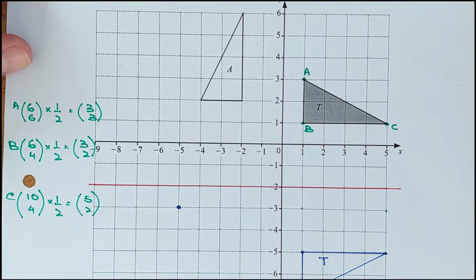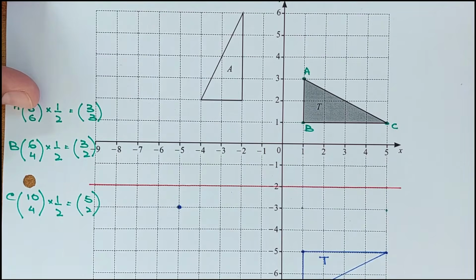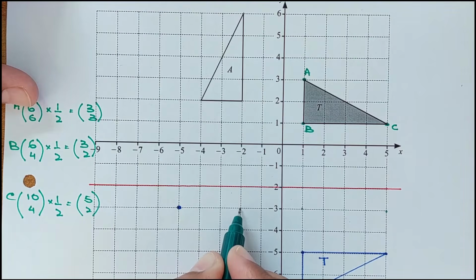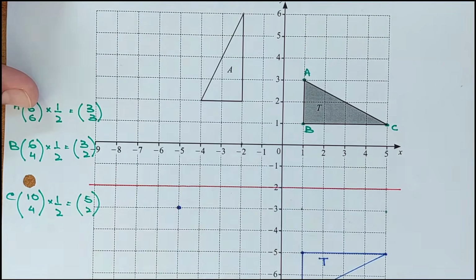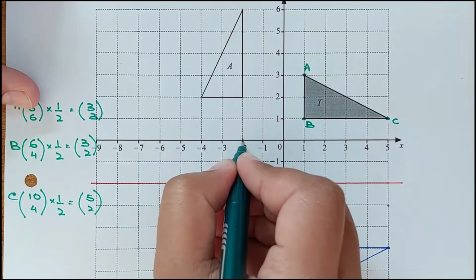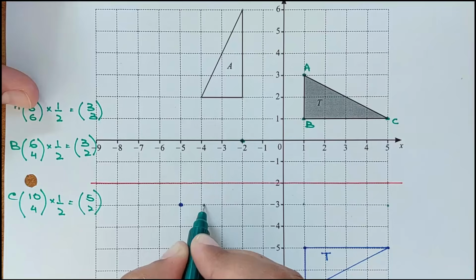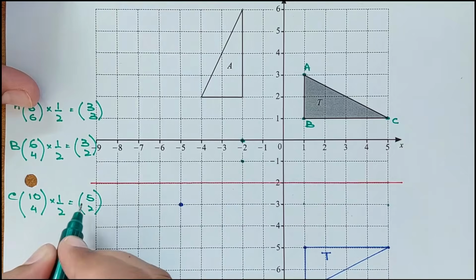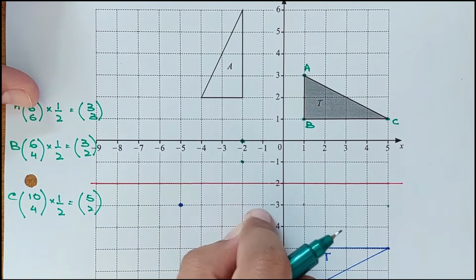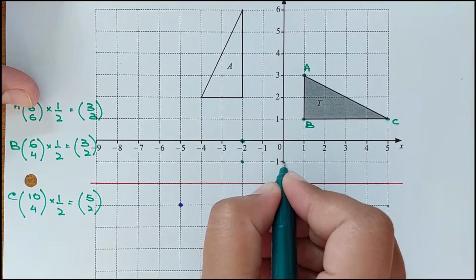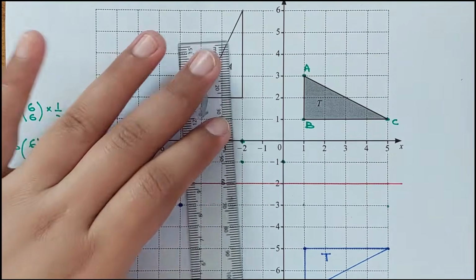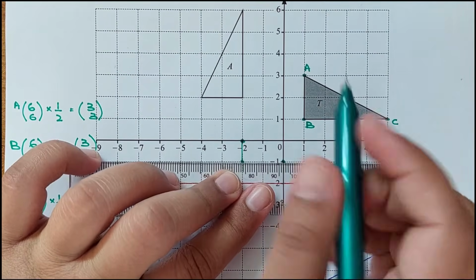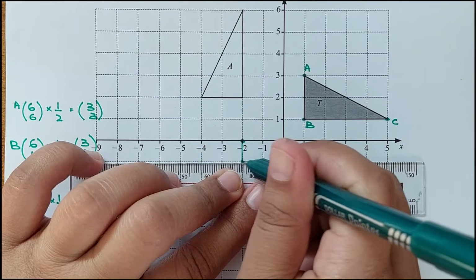From the center, let me calculate the distance. 3 to the right and 3 down, so 1, 2, 3 and 1, 2, 3. This point is (-2, 0). For 3, 2, it is (-2, -1), and for 5, 2, it is (0, -1). All right, this is the triangle T after the enlargement with the given center and the scale factor of 1 by 2.